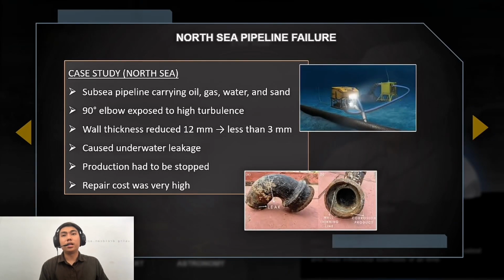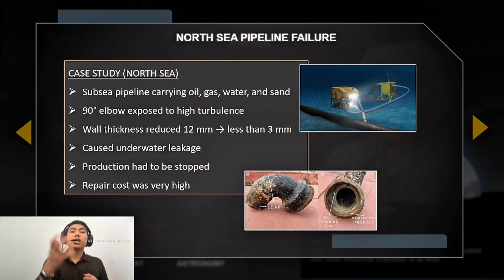So next is the case study from the North Sea. This subsea pipeline was carrying oil, gas, water, and sand. Because of the sand in the flow, the inside of the pipe experienced continuous erosion. The most serious damage happened at the 90-degree elbow. Because this area has high turbulence and strong particle impact, the pipe wall became very thin, from 12 millimeters to less than 3 millimeters.